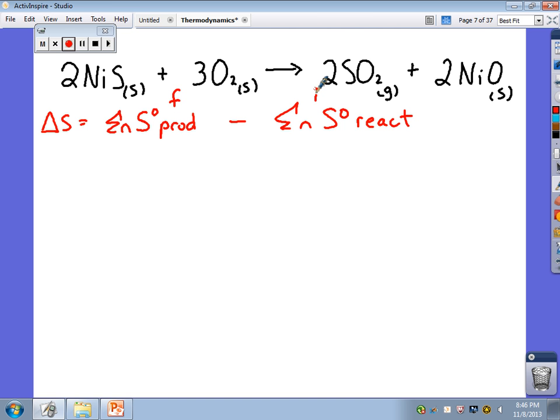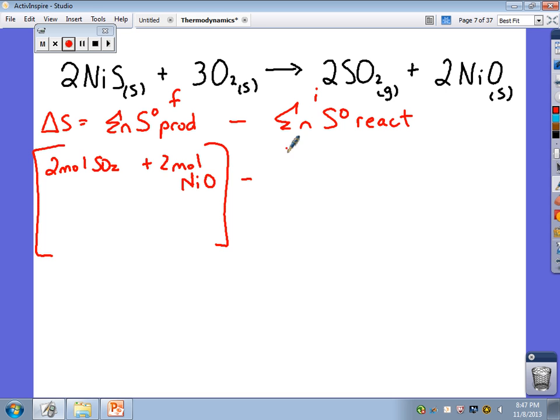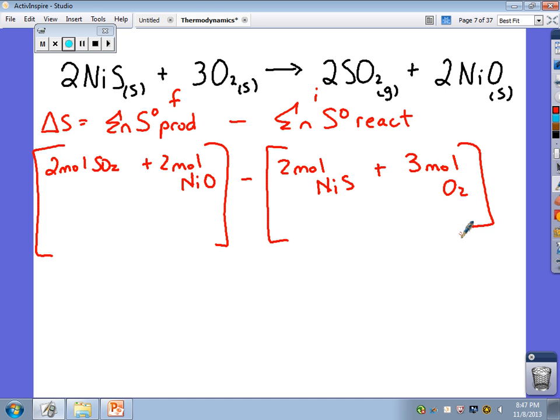All right? And so to do that, I'm going to go ahead and put 2 moles of SO2 plus 2 moles of NiO. All I do is copy down those products and put them over here. Now, I'm not filling in any numbers yet. Let's go over to the reactants, and I have 2 moles of NiS plus 3 moles of O2. And that's my basis for my math.